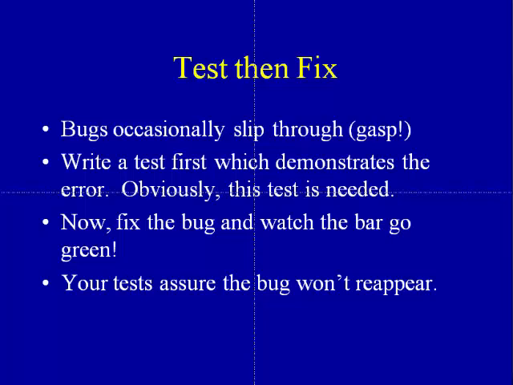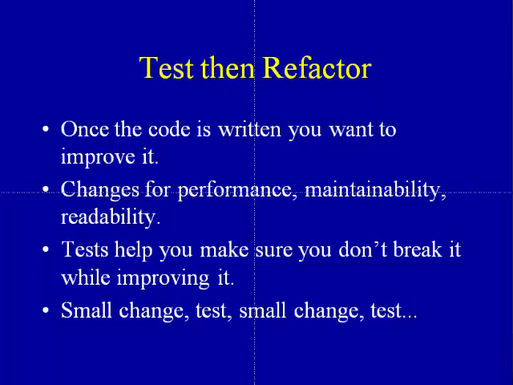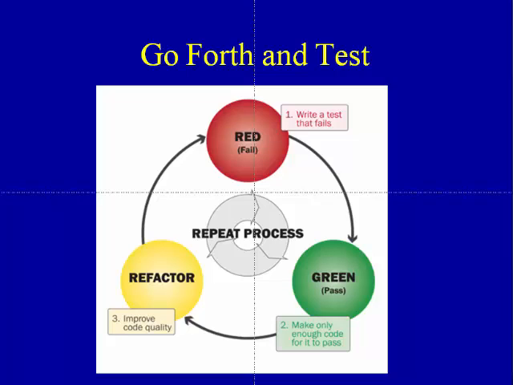Occasionally bugs will slip through, but what you want to do is when there's a bug in your code, write a test that will catch the bug, then fix the bug, and watch the bar go green. That's when life is good. So you are constantly improving your code. Your tests are there if you want to refactor to make your code more readable, make its performance improved. You can do so feeling confident that as you just run your tests, you're not breaking your code while improving it. That's the bottom line.